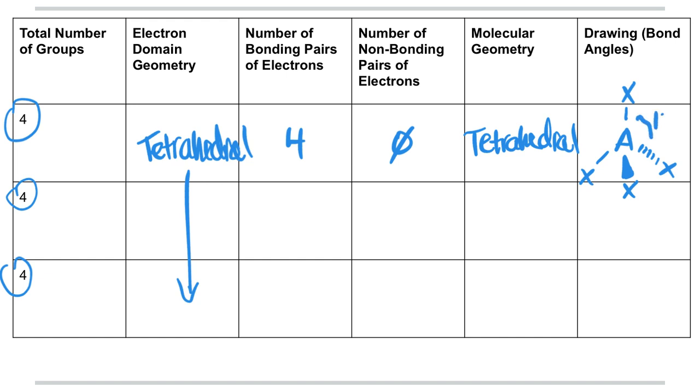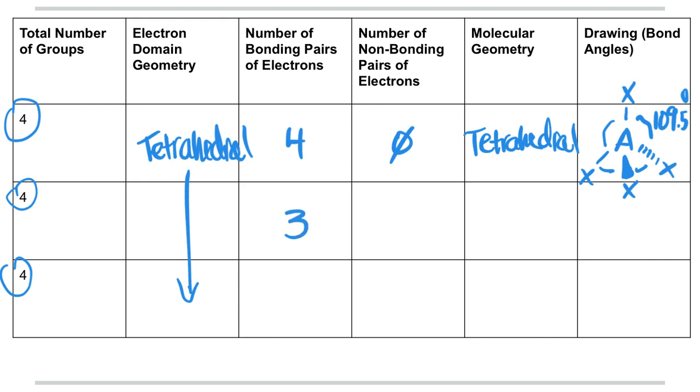Now, all of these are all separated by 109.5 degrees. So each of these bond angles are 109.5 degrees. So that is, again, maximizing the distance away from one another.